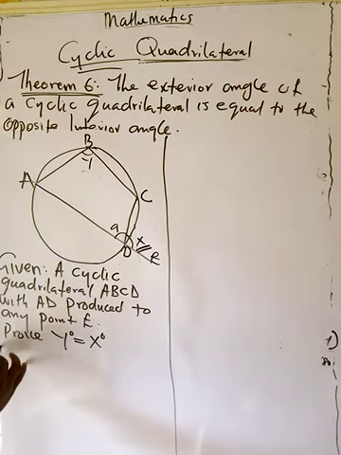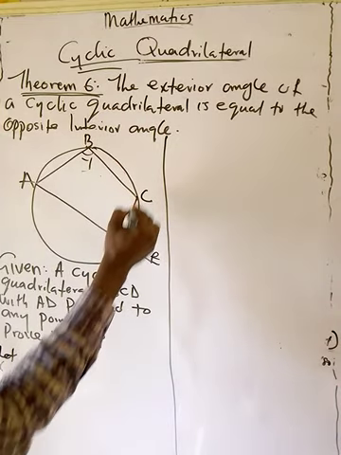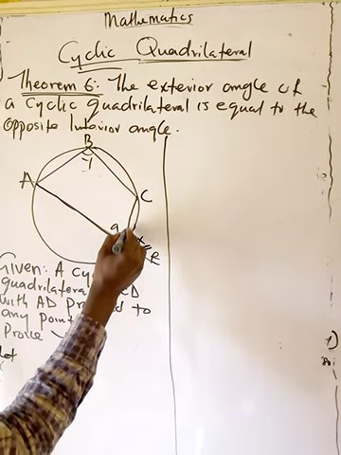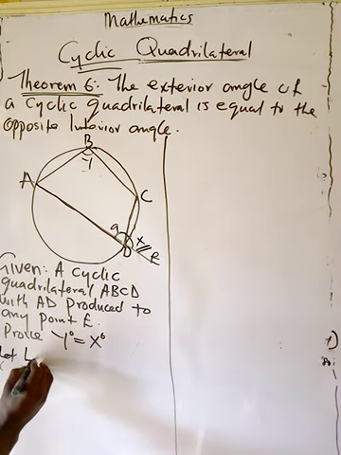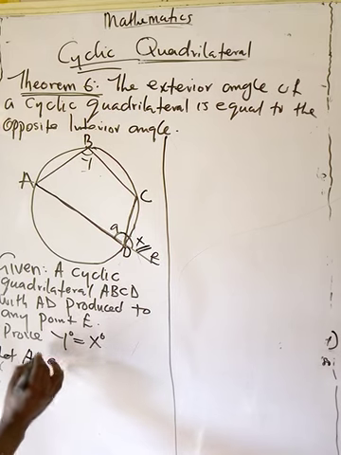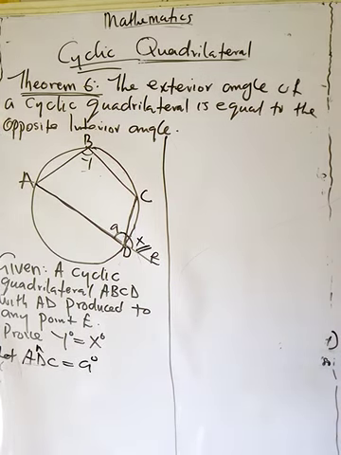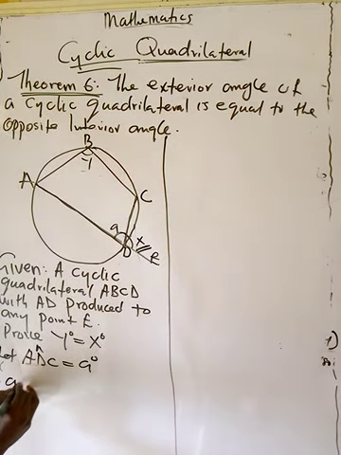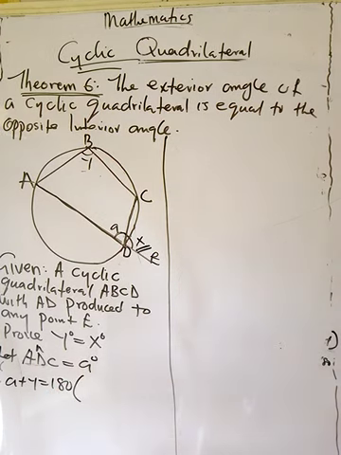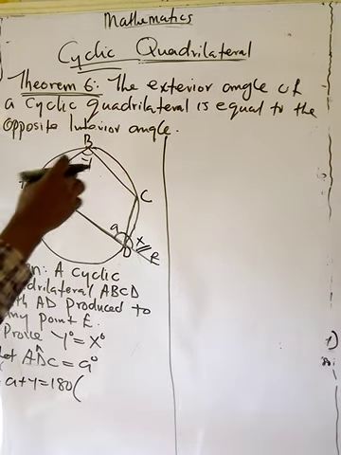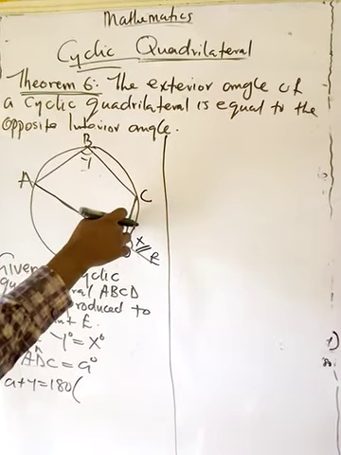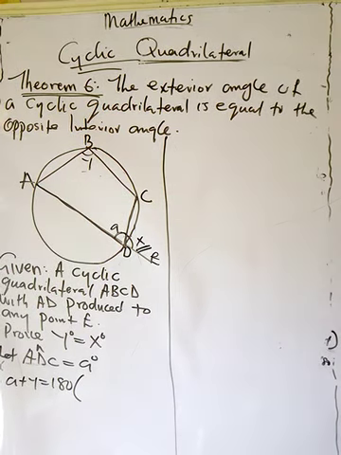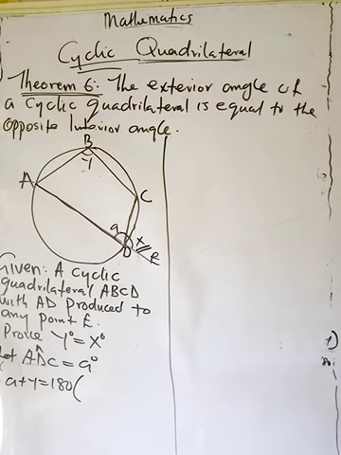So to prove that, let ADC, this angle, equal a degree. So, do you know that a plus y equals 180? Why is it that a plus y equals 180? It's because the sum of opposite angles of a cyclic quadrilateral, from theorem 5, is 180.